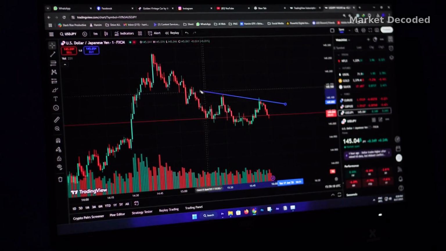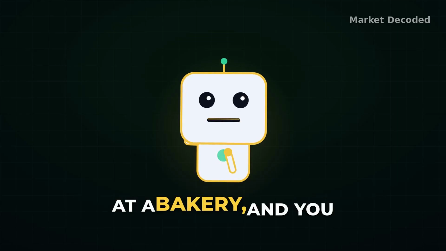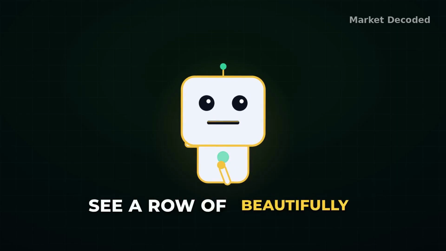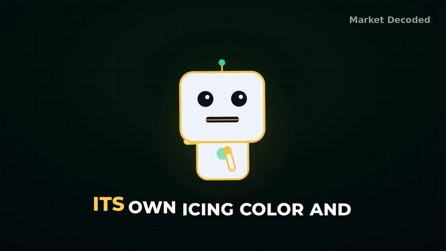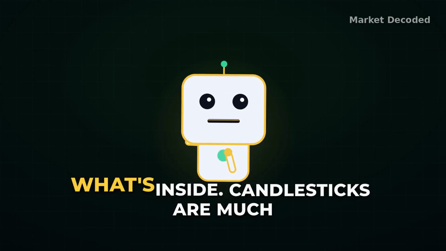Ever looked at a candlestick chart and wondered what those colorful bars really mean? It might seem complex at first, but let's break it down into bite-sized pieces. Imagine you're at a bakery and you see a row of beautifully crafted cakes. Each cake has its own icing color and shape, but they all serve a purpose: to show what's inside.